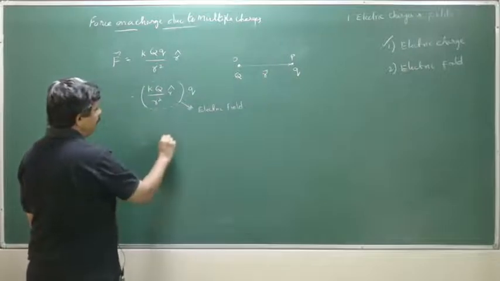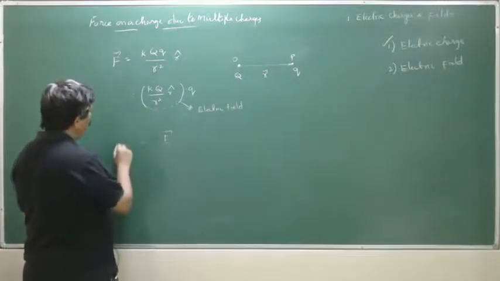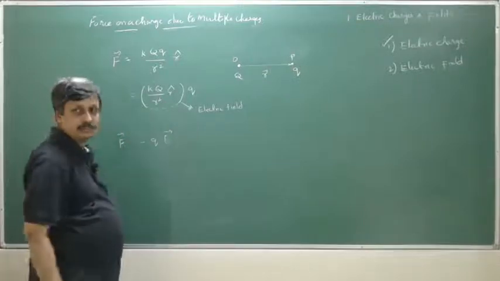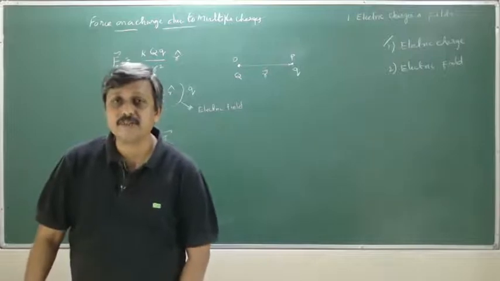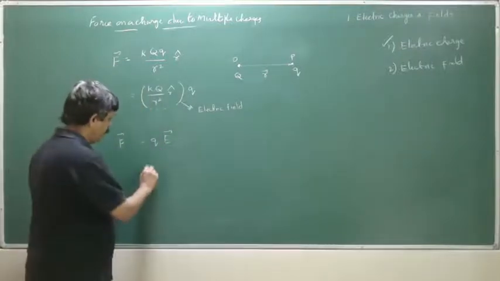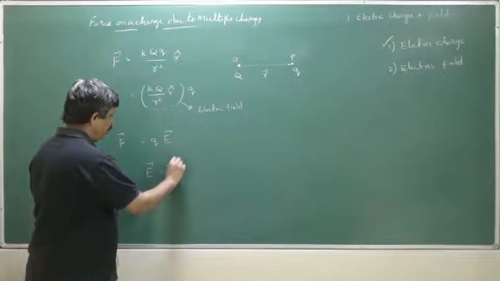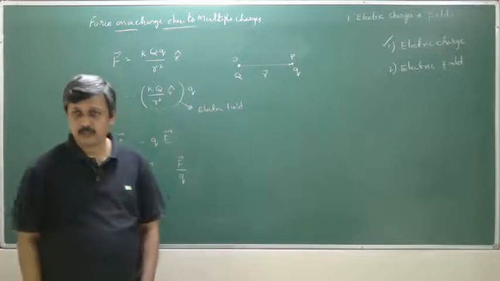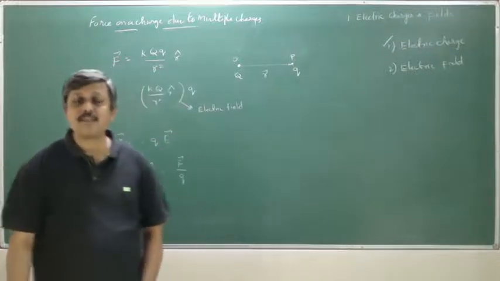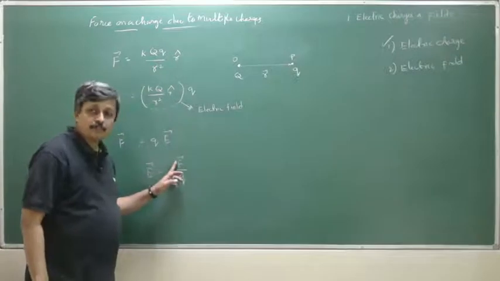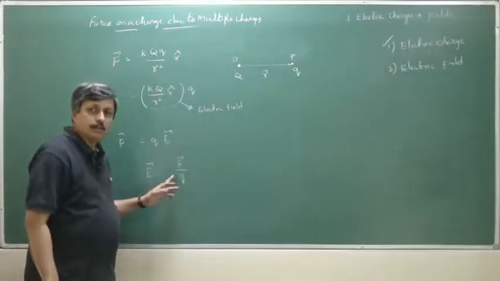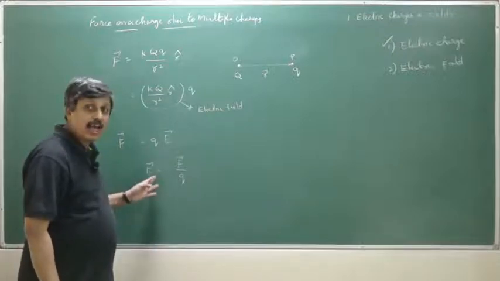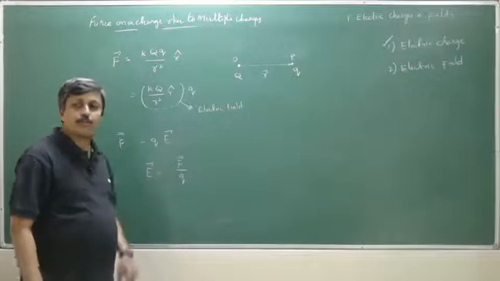And denoted by E. So F is simply equal to Q into E. That means we can say that electric field can be written as F divided by Q, vectorially. Q is scalar, so electric field is a vector which is in the direction of the force, but its magnitude is as though you have put q is equal to 1.